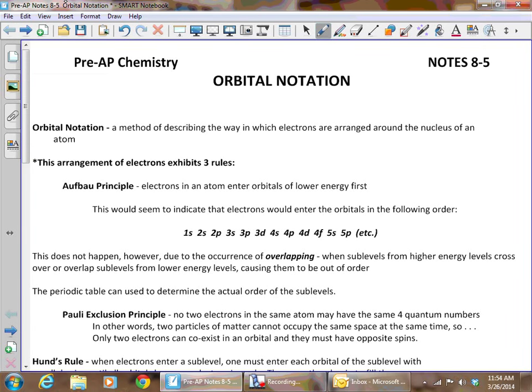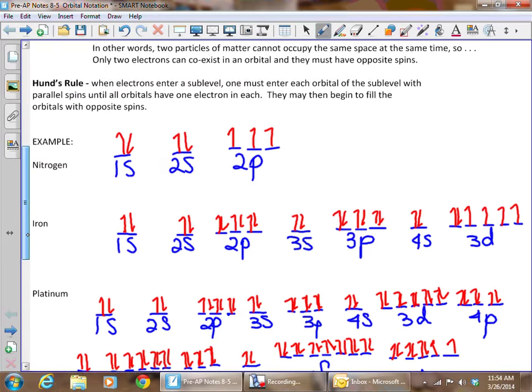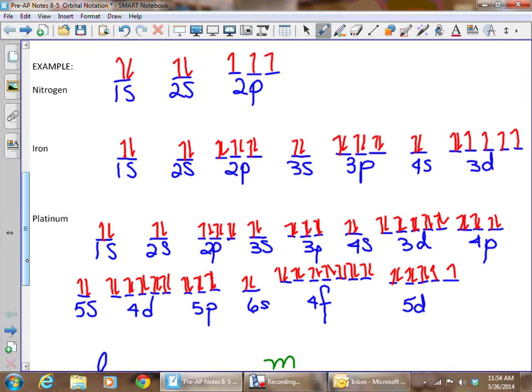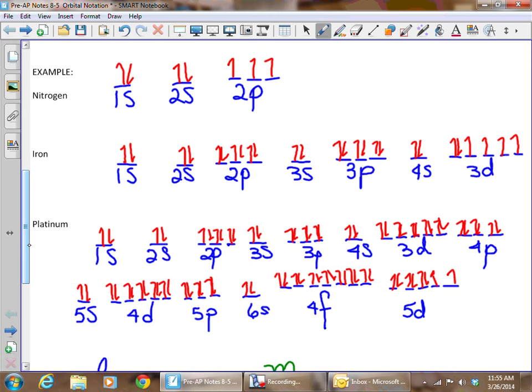In the last set of notes, we talked about finding the orbital notation for a particular element. The orbital notation is just a written representation of where electrons are located around that nucleus in the electron cloud. And these are the answers we obtained for our examples of nitrogen, iron, and platinum.